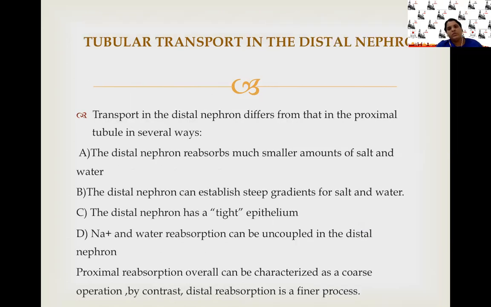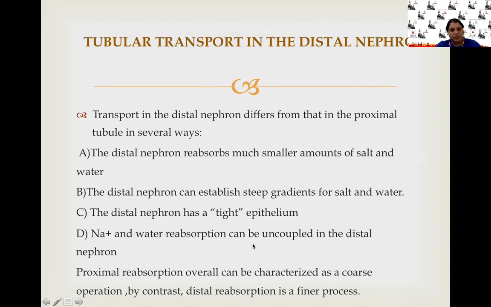The distal nephron, as I said, is both structurally, that is anatomically, and functionally different from the proximal nephron in many ways. The distal nephron reabsorbs much smaller amounts of salt and water. The distal nephron has tight junctions, and it can establish steeper gradients for salt and water. That is, based on the functioning of the distal nephron, you can excrete urine whose osmolality can vary from as low as 100 to 1400.